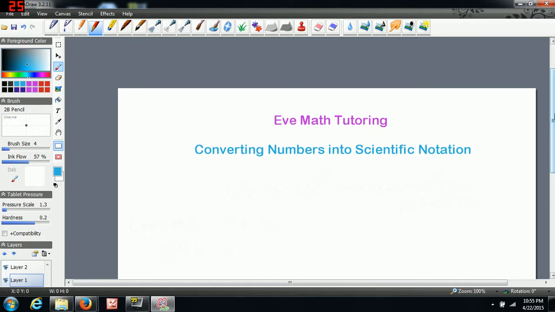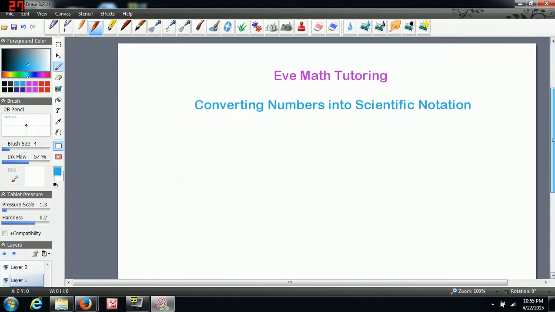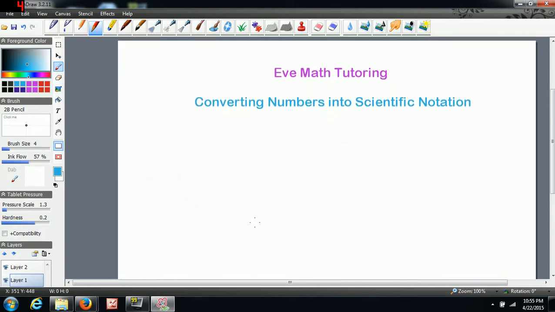Today's lesson is on converting numbers into scientific notation. So I'm just going to first give you an example of what a number in scientific notation would look like. So an example could be 1.5 times 10 to the 11.